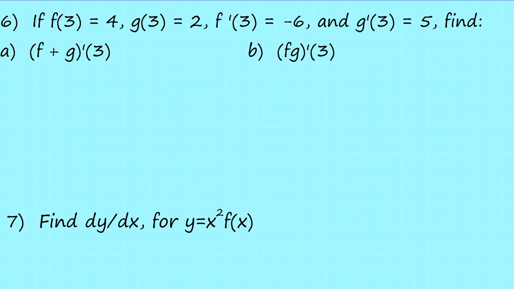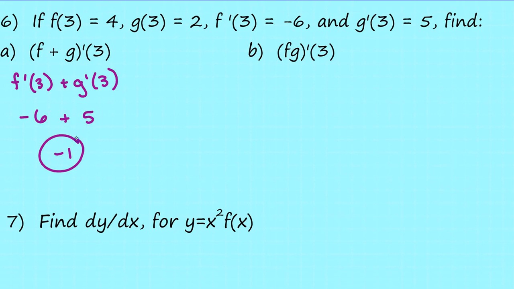Well, remember from last time, the derivative of a sum is the sum of the derivatives. In other words, you can just take the derivative of the first and add the derivative of the second. That's okay with addition, and that's okay with subtraction. So that means we have negative 6 plus 5. So our answer is negative 1.